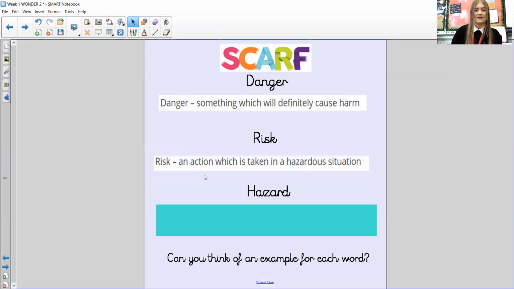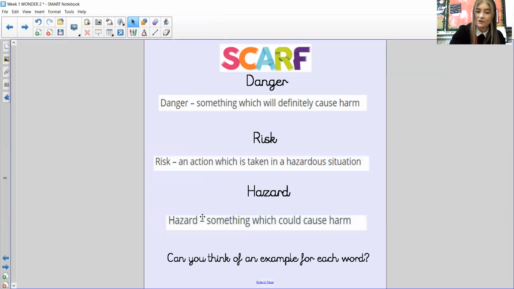A risk is an action which is taken in a hazardous situation. So a risk is an action that you take and it can cause certain things, and it is taken in a hazardous situation. To understand that definition, we need to understand hazard. A hazard is something which could cause harm. So a hazardous situation here is a situation that could cause you harm, and you take an action in that situation. And a danger is something that definitely causes harm.